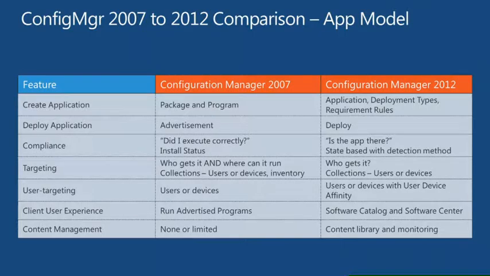The third part is compliance. There was very limited compliance in 2007, where we really didn't know on an ongoing basis if the application was installed, or if the user had taken it out. We only knew that the application was installed the first time. What happened to the application afterwards, we didn't have visibility into. Of course, you could do some scripting, but we really didn't have compliance baked into the console. In 2012, it's a state-based detection method. As I said, we're able to inspect on an ongoing basis if the application is there.